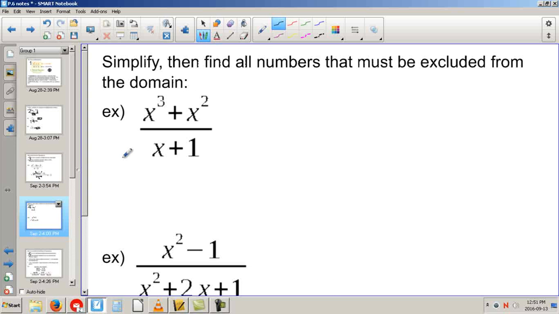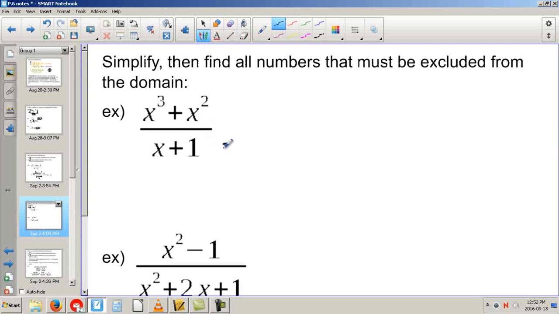So what we're going to do is simplify this expression, and then we'll find what needs to be excluded from the domain. That's our next goal. The way that this is stated actually suggests that we do this in the wrong way. I don't want to say it's wrong. This is how we typically do it: we simplify and then we go back and look for excluded values. But even if something simplifies, we still have to exclude it from the domain.